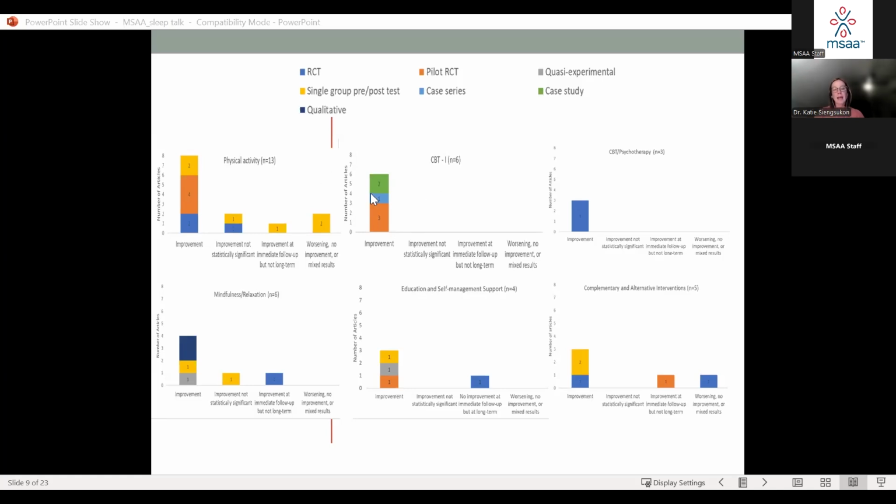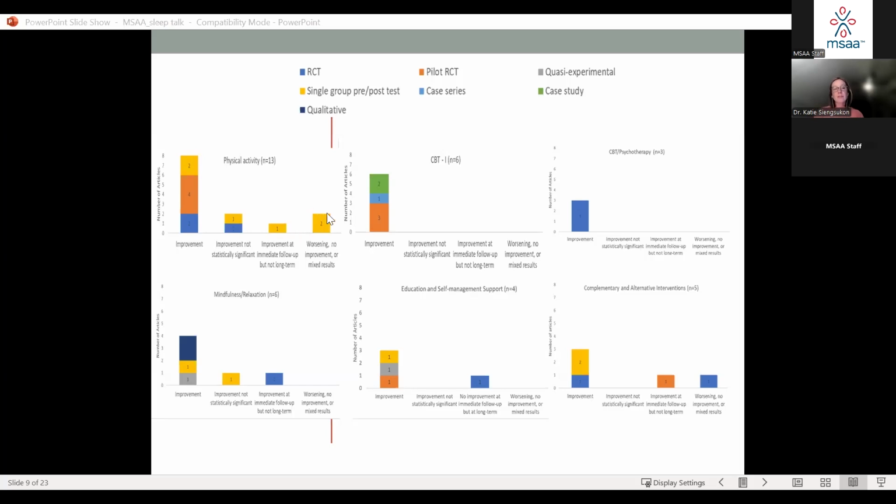And so just by looking at these tables or these figures, on that left-hand side, those are the number of articles that showed an improvement. And then the next column is if they showed an improvement, but it wasn't statistically significant. The next column is if they had an improvement immediately, but perhaps it wasn't maintained. So they no longer saw that improvement when they did another reassessment later on. And the last category is if they actually saw a worsening or no improvement, or they had mixed results. So we included all those either lack of results or negative results into one category.